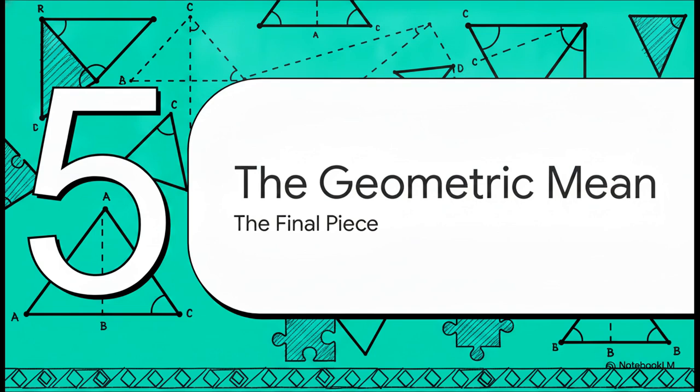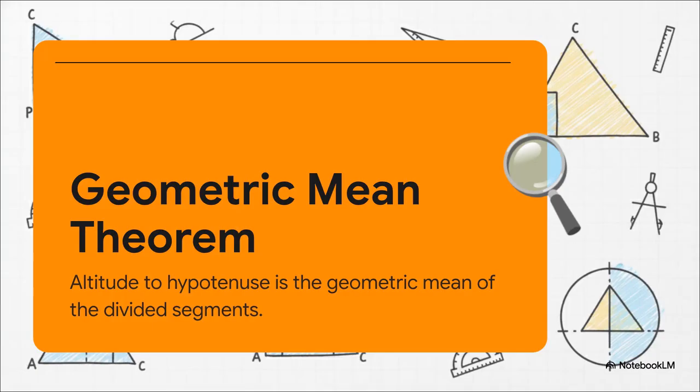Section 5. The geometric mean, the final piece. This concept builds directly on the logic of those similar triangles we just proved. Now, listen carefully to the vocabulary here. The theorem of geometric mean states, in a right-angled triangle, the perpendicular segment to the hypotenuse from the opposite vertex is the geometric mean of the segments into which the hypotenuse is divided. I know that sounds a bit wordy, but let's translate that formal textbook definition into a straightforward mathematical equation.